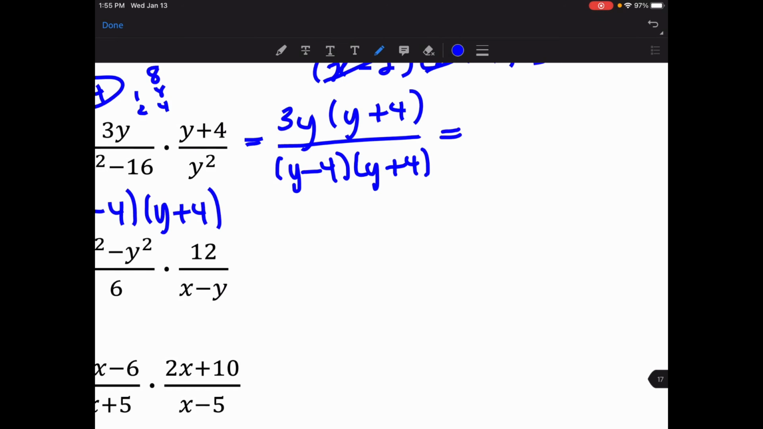Then lastly, I need to see if I can cancel anything out. I can cancel y plus 4 and y plus 4, which gives me 1. Therefore, my answer is 3y all over y minus 4.